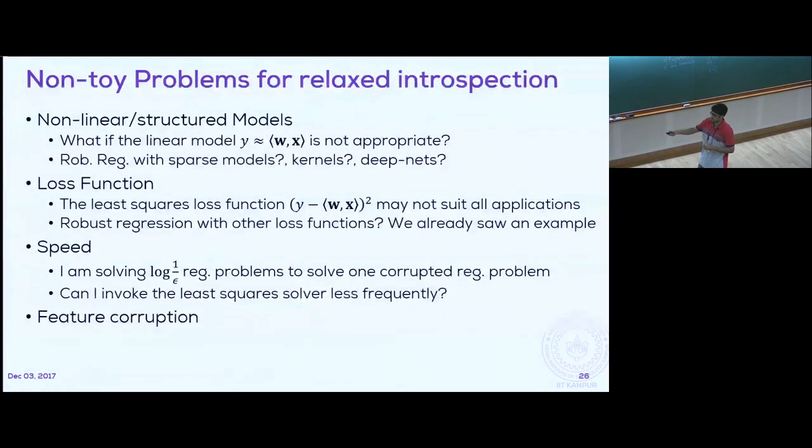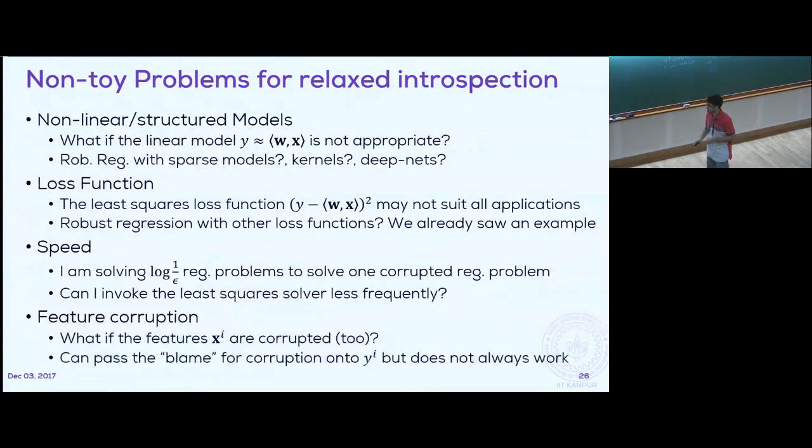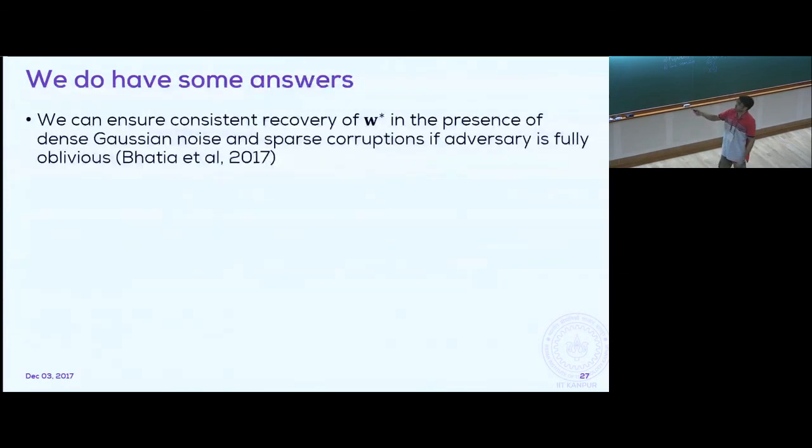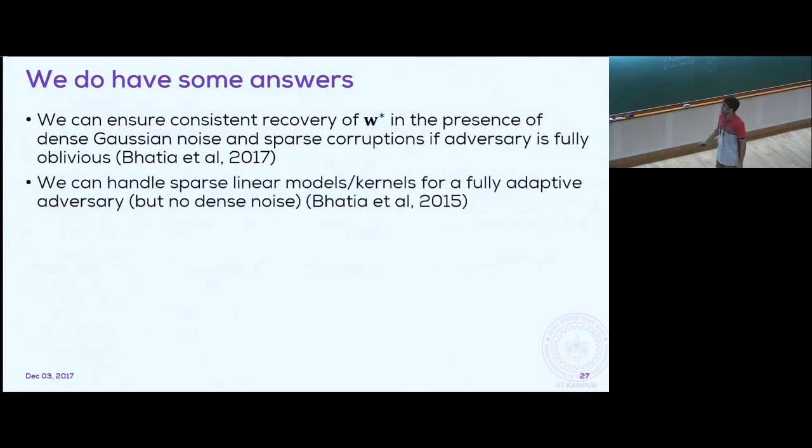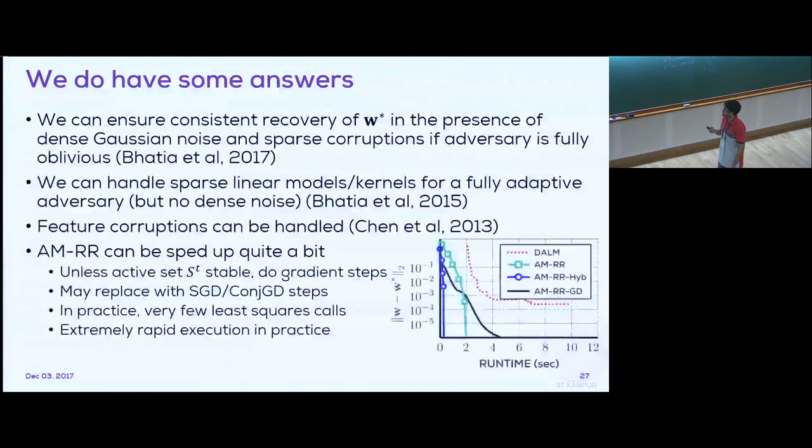And the other is feature corruption, of course. Again, it relates to the adversary model. What is the adversary able to corrupt? Just the responses or the features as well? Again, I'm not going into this. We do have some answers. We are able to handle dense Gaussian noise and sparse corruptions if the adversary is fully oblivious. We don't know what happens if the... Okay, so not going into all this.